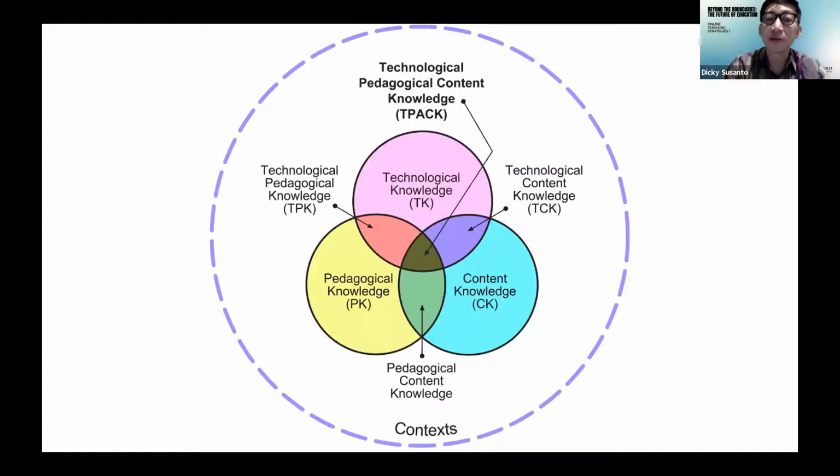But at the center, there's, this gets longer and longer, technological pedagogical content knowledge, the TPACK. This is where it's an intersection of all three. So how can I deliver this content in the best way to make sure students understand with the help of technology? So basically that's the TPACK in a nutshell.